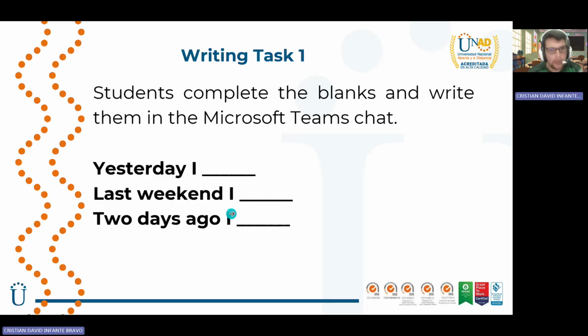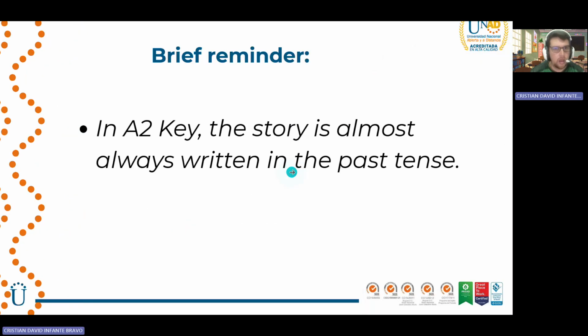Okay, so the first activity is writing task 1. Students complete the blanks and write them in the Microsoft Teams chat. So the idea here is some students are going to write, according to the prompts, yesterday I, last weekend I, 2 days ago I. So in the chat, they can complete and create a little story, okay?